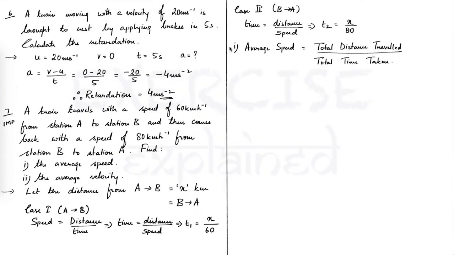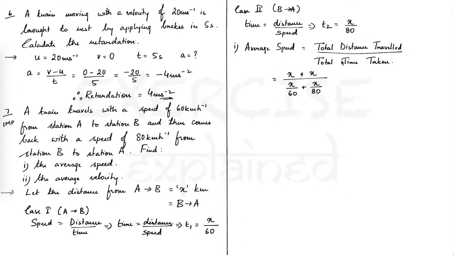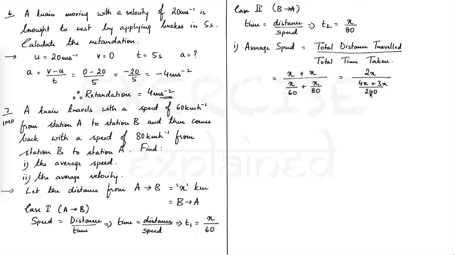Now coming to the next part, that is to find the average speed. We know the formula for average speed as total distance traveled divided by total time taken. So total distance traveled happens to be x plus x divided by total time taken happens to be x by 60, that is time to go from A to B, and x by 80, that is time to come back to A from B. So I write this. Now I take the LCM of 60 and 80. The LCM happens to be 240. So here I get 4x because 4 into 60 is 240. And here I get 3x because 3 into 80 is 240. x plus x is written as 2x.